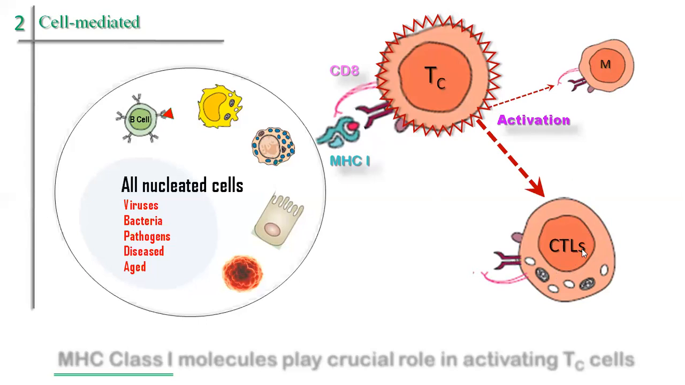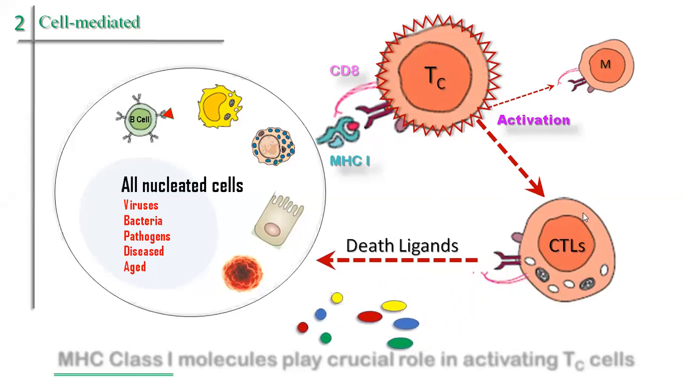Once the CTLs are produced, they have the capacity to produce a very important molecule called death ligands. So once the TC cell is activated, it differentiates into memory as well as effector cells, and effector cells have a capacity to produce death ligands. What death ligands do is send a signal to all these different cells that have already been infected with virus, bacteria, pathogens, or have become aged, because they cannot undergo lysis.